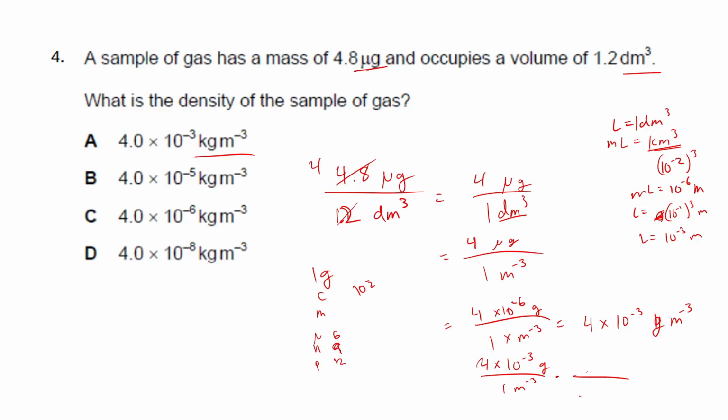So we're going to multiply 1,000 grams times 1 kilogram, and we get 4 times 10 to the negative 6 kilograms meters to the negative cubed. And that is our answer, C.